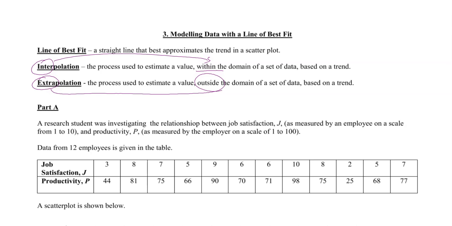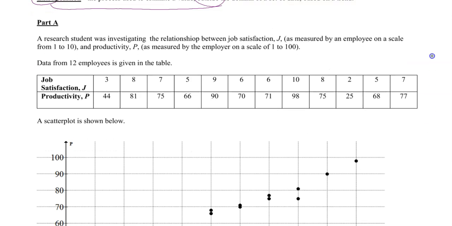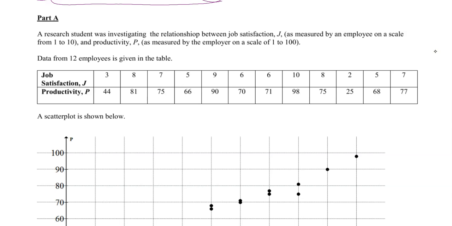So a research student was guessing a relationship between job satisfaction, J, as measured by an employee on a scale from 1 to 10, and productivity, P, as measured by the employer on a scale of 1 to 100. Data from 12 employees is given in the table. Okay, so we have this data. So you would think the higher the job satisfaction, probably the higher the productivity, right? If people like their jobs, then they're probably going to be more productive.